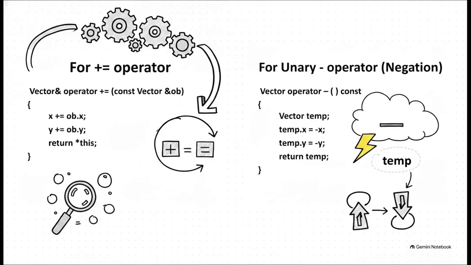Keep these programming patterns handy when you're writing your code. For operators like plus equals, you're actively updating the existing object, so your function should return *this as a reference. But for the unary negation operator, the minus sign used to make a value negative, you don't actually alter the original object. Instead, you create a brand new temporary object, invert its values, and return that temporary object.